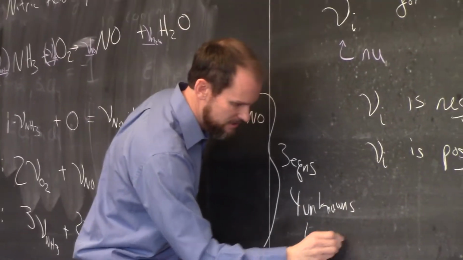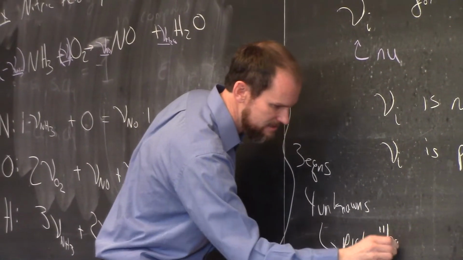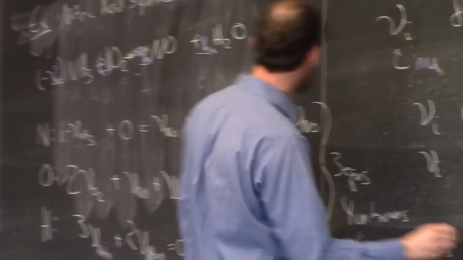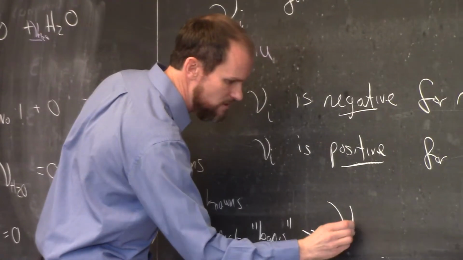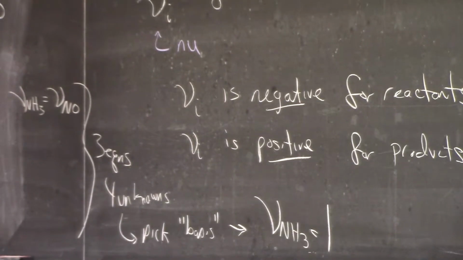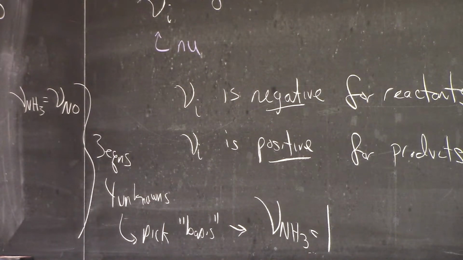We need to fix a value. So we need to pick a basis. Pick the ChemBE word, a basis. So we'll probably say something like, we just set one, Mu NH3 equals 1. We just pick one of them. Now we've got 3 unknowns, 3 equations. Now you can do that, right? Okay.